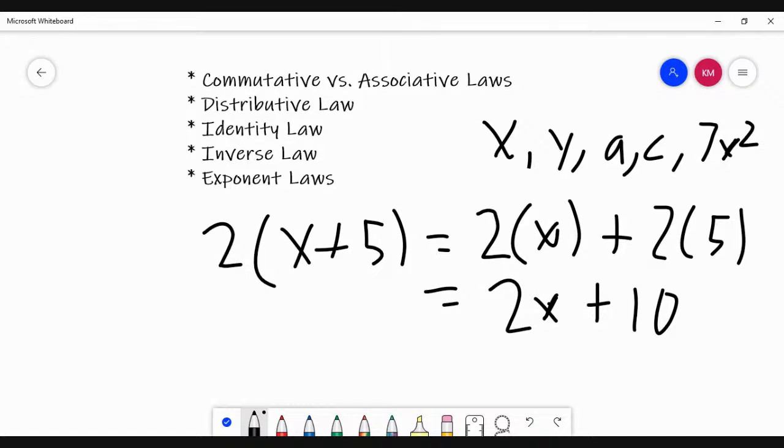So based on the distributive property, I have gone from 2 times the quantity x plus 5, because you can't add x and 5 together, all you can do is distribute the 2 to the x and the 5, which allows you to get 2x plus 10.